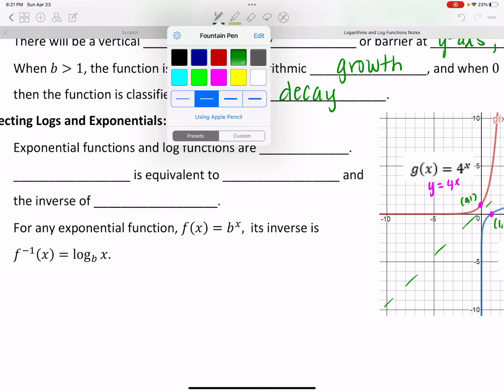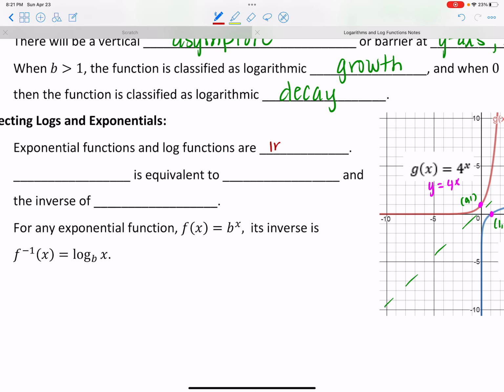So exponential functions and log functions are in fact inverses of one another, but there are also equivalent versions. Let's say I was looking at y equals b to the x power. If I said to rewrite that in an equivalent log form, it would become the log base b of y equal to x. Okay, so that is the equivalent form.